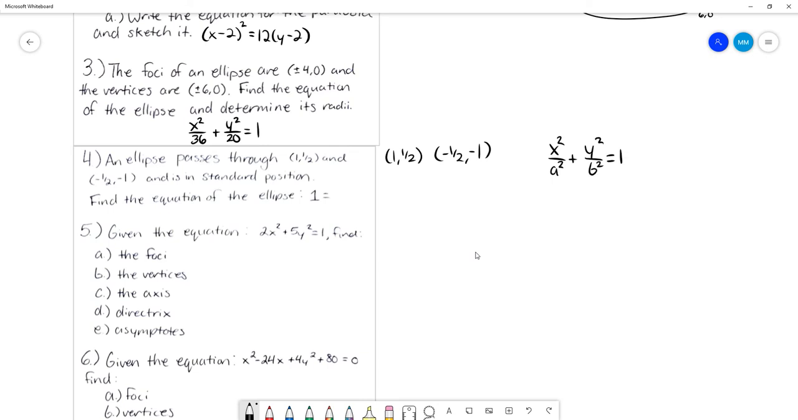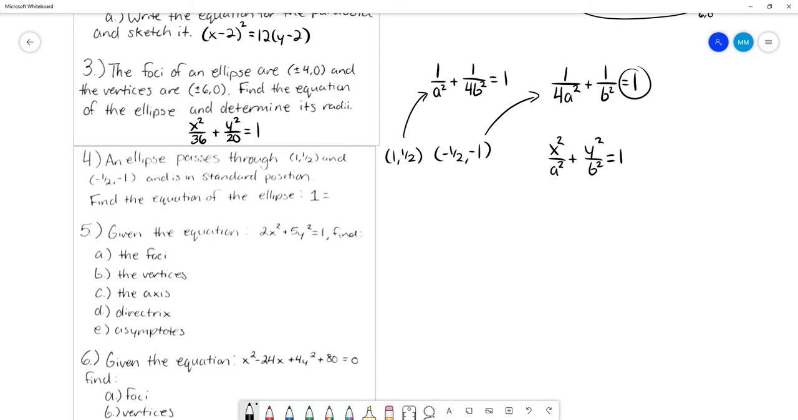What we have to do here is we're going to plug in both of these points. I'm going to plug in this one first. So x is 1, so it's 1 squared, which is 1 over a squared, plus 1/2 squared is 1/4, and I can just move that 4 into the denominator because it's 1/4 over b squared, or 1 over 4b squared equals 1. And so that's this first one. And then the second one is going to be over here. So I'm going to do that same thing. Plus 1 over b squared equals 1.